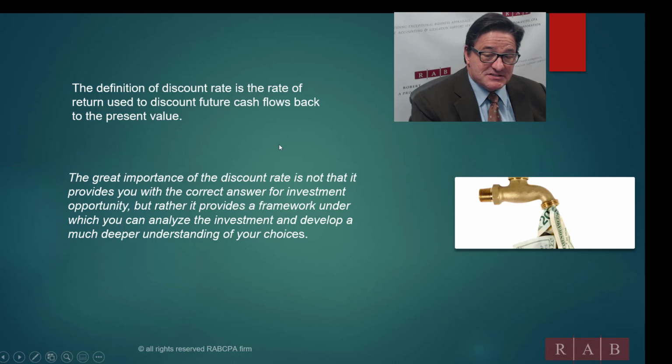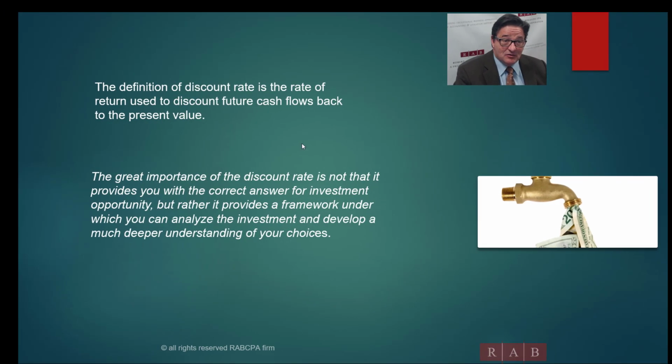The great importance of the discount rate is not that it provides you with the correct answer for an investment opportunity, but rather it provides you a framework under which you can analyze the investments and develop a much deeper understanding. And this is what we love to use this for. This is why many companies go through the analysis of looking at cash flows and discount rates, because it makes you think really, really deep about the issue you're looking at. And it also gives you a way to determine if you hit your objective or not. And that's the real power of a discount rate or a capitalization rate.